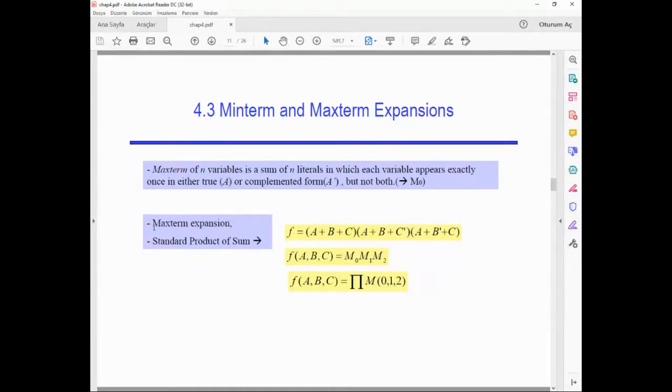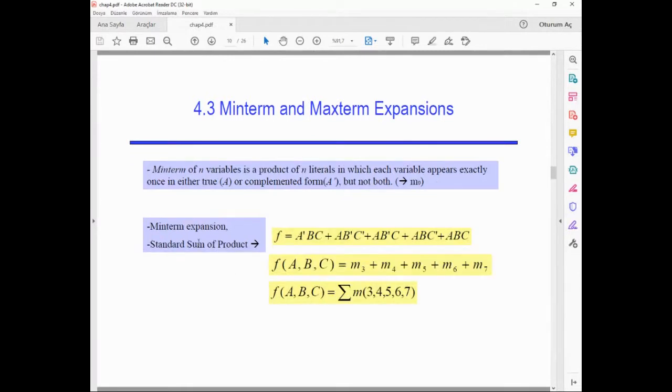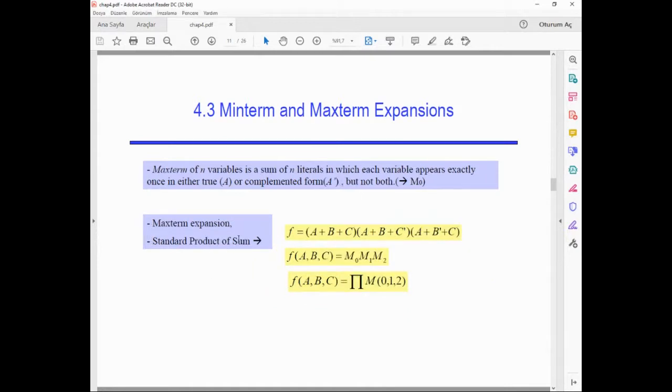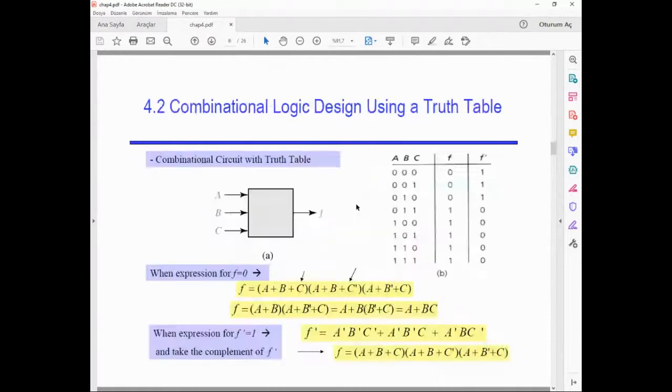So there is a max term expansion. We use the 0 ones for max term, and max term means standard product of sums. Min term was sum of products. We first product the inputs and sum the components. In the product of sums, we first use the sum operation, then we get the variable, first variable, second one, third one, because we have three 0s in the table, right? 0, 1, and 2. We have three 0s.